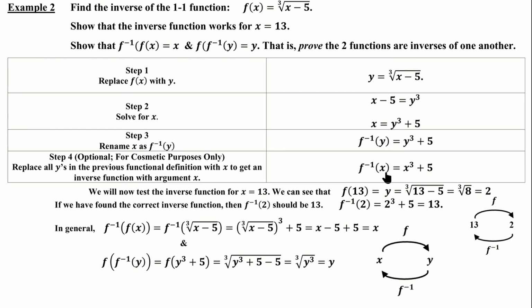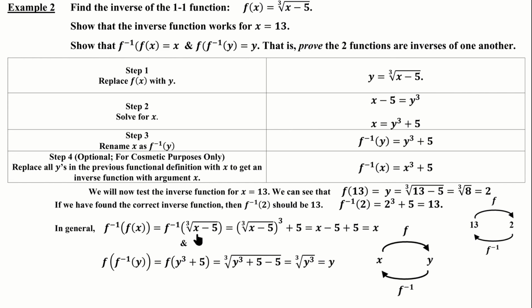Remember, functions are rather boring characters. They do one thing and only one thing, but they do it consistently. Like this particular function, f inverse, has only one action. No matter what you feed it, whether you feed it x, 5, 2, square root of 7, it doesn't matter. Whatever you feed it, it's going to cube it and then it's going to add 5.